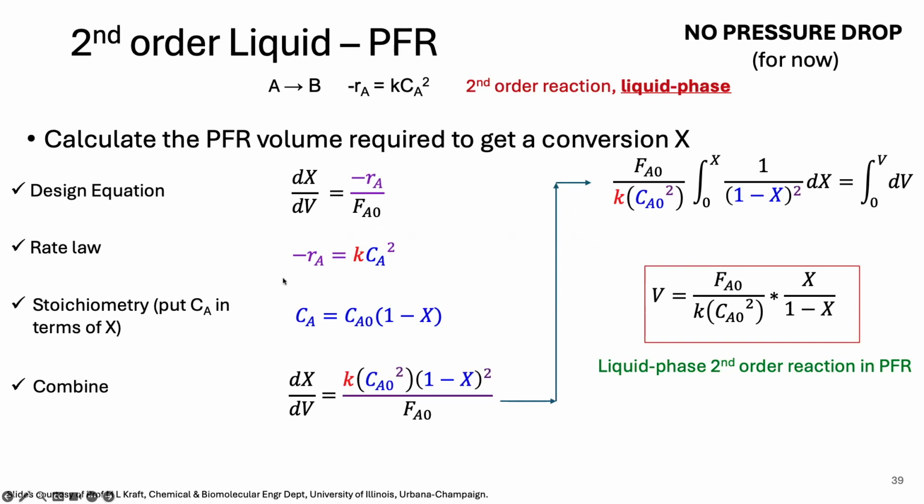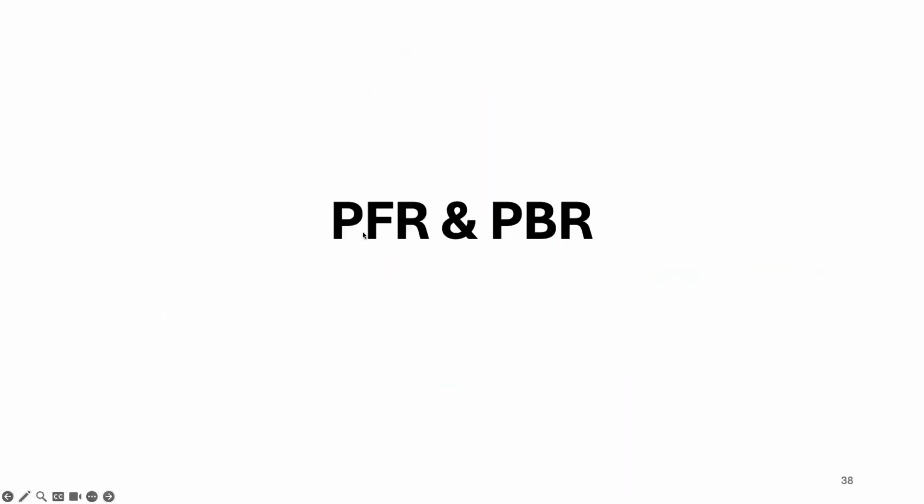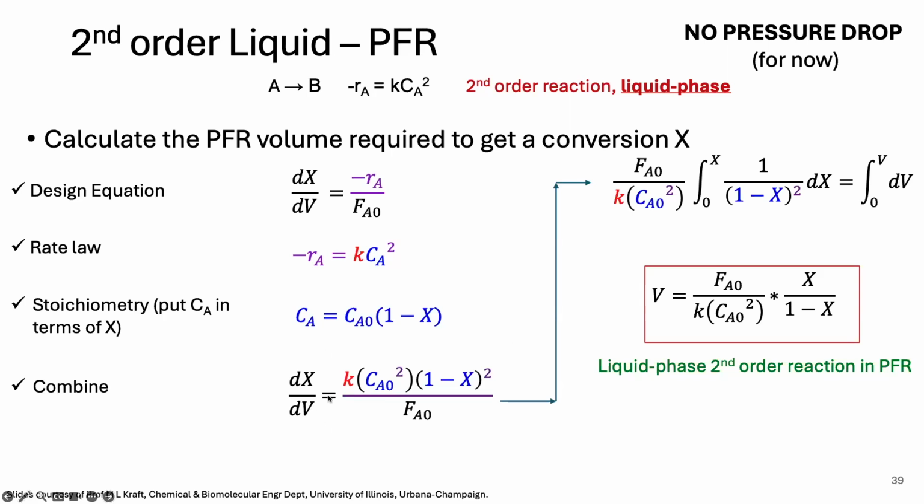We have our rate law, and the stoichiometric relationship has not changed. We can combine these together to write our design equation as a function of conversion. Separate, collect like terms, simplify a bit, and integrate, and now we can get a nice expression to predict the volume of the PFR required to achieve a target conversion for this second order reaction.